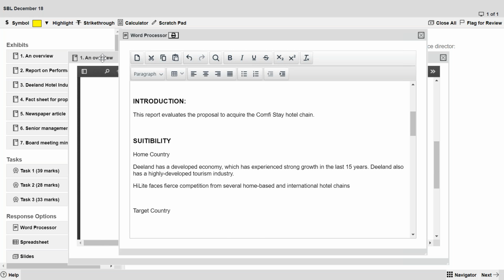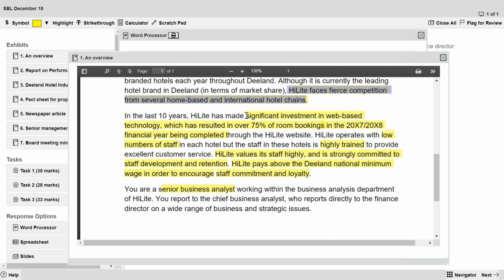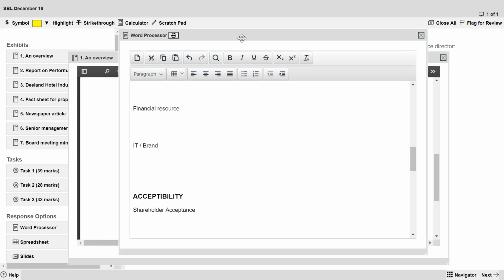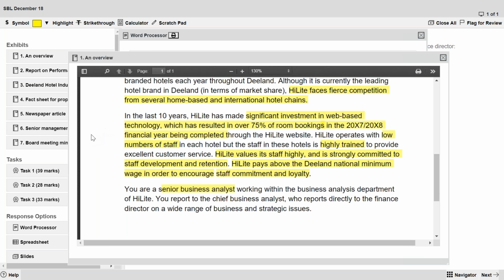Okay. What else? It has made significant investments in web-based technology. Where can I use this information? Can you think? Take 5 seconds. Technology is the key word. If you go under feasibility, I can see human resource, financial resource, IT brand here. Just paste it here. Do you understand the technique? The manual students, you will write technology. You will write here TECH, or you will write 1B here, so that when you are drafting your answer, you can use this information.